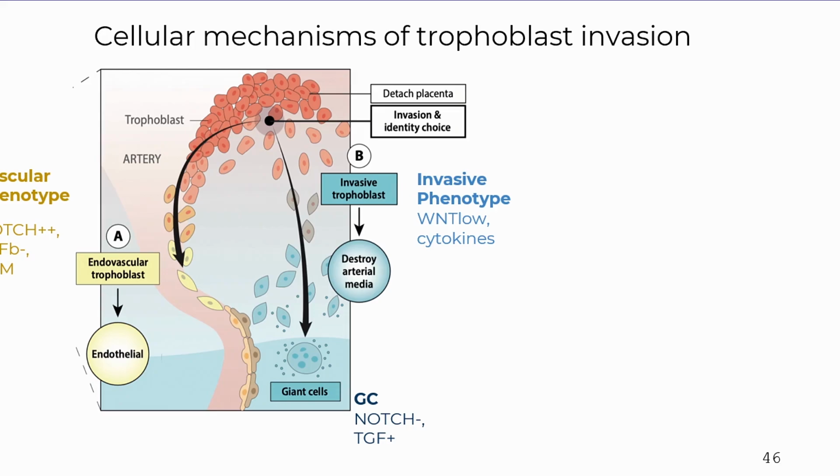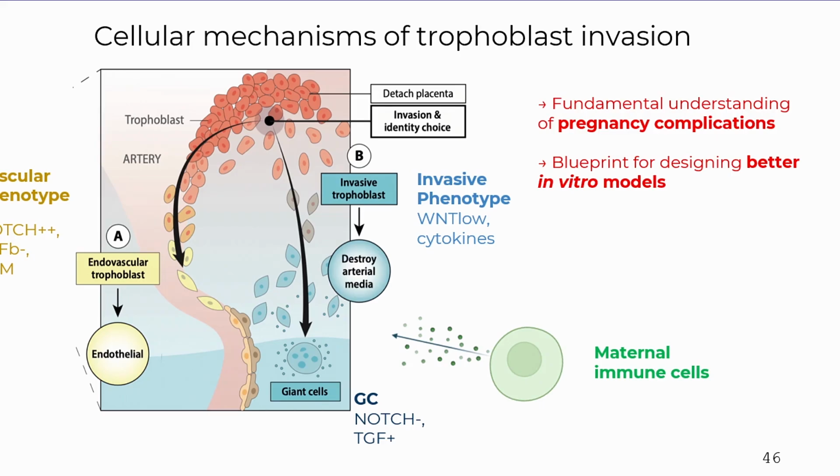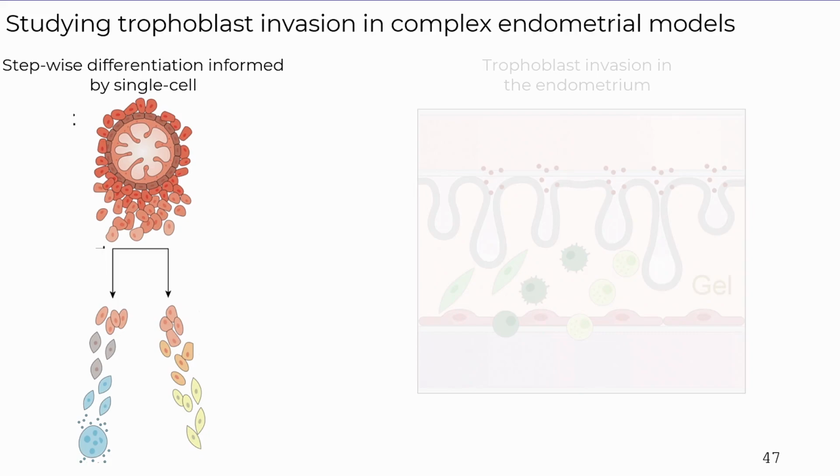So altogether, we have generated a model on how this invasion is happening. So we have all the stepwise pathways that we need to induce to create these populations. And also we have identified signals from the environment, and for this presentation I show you from the maternal immune cells that we need for these cells to appear. And we are super excited about this work, on one hand because we have decoded this black box of pregnancy, so it allows us to get fundamental understanding of pregnancy complications, but even better to get a blueprint for designing better in vitro models, which in this case, of course, are relevant, for example, for toxicology screenings. And this is something that we are doing in the lab.